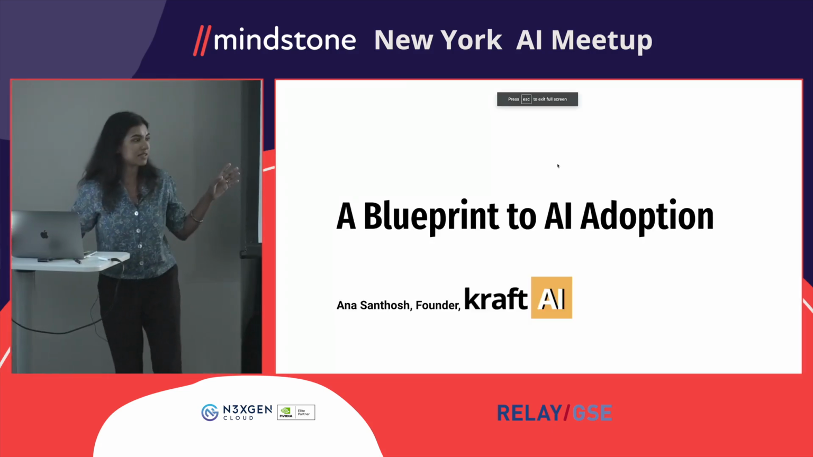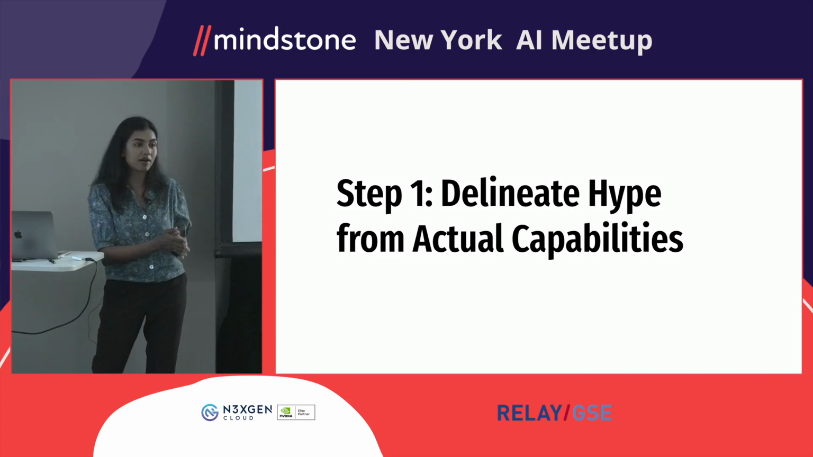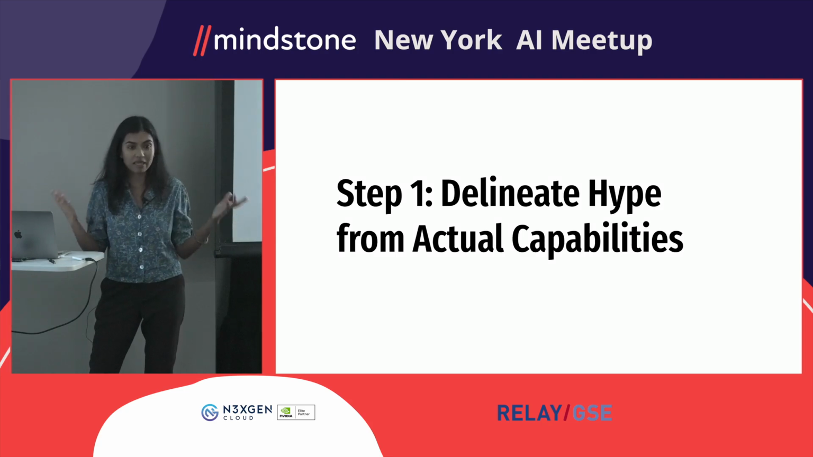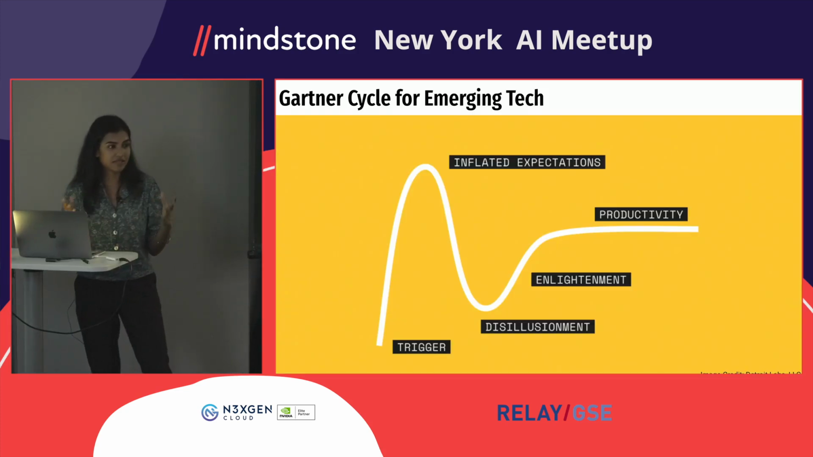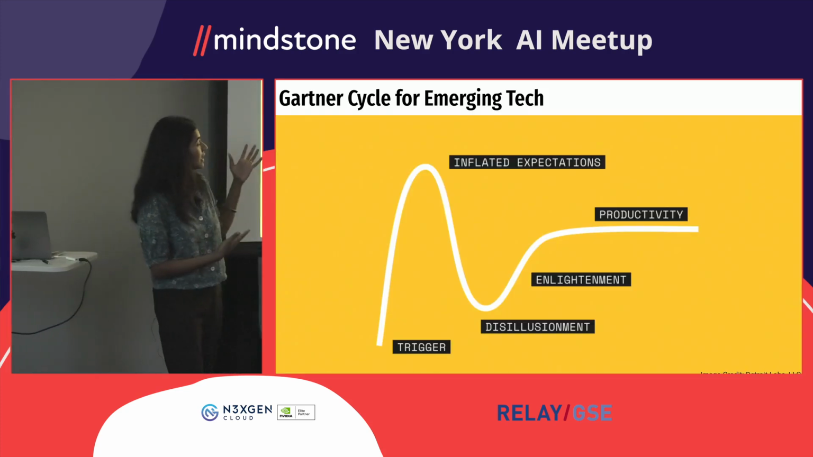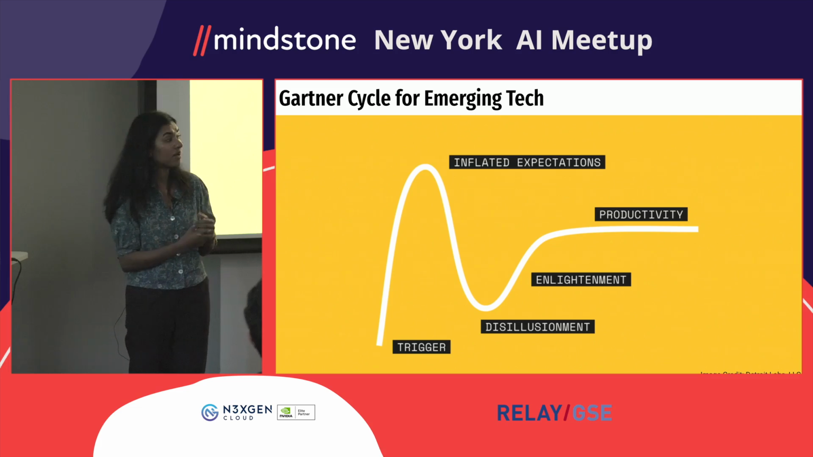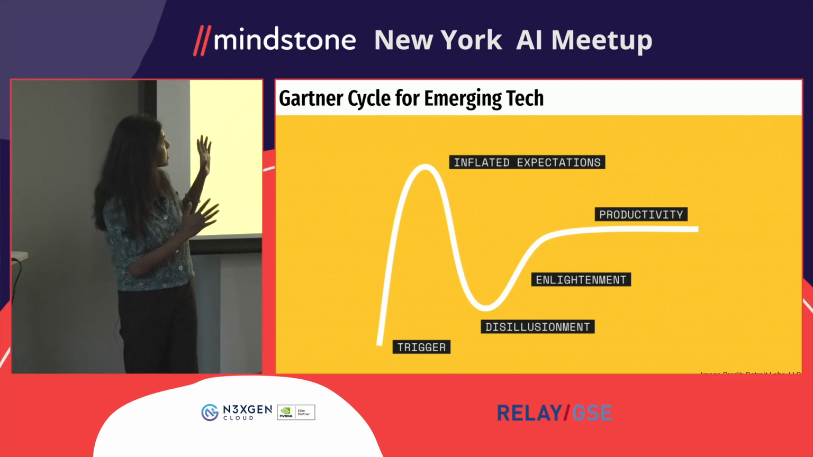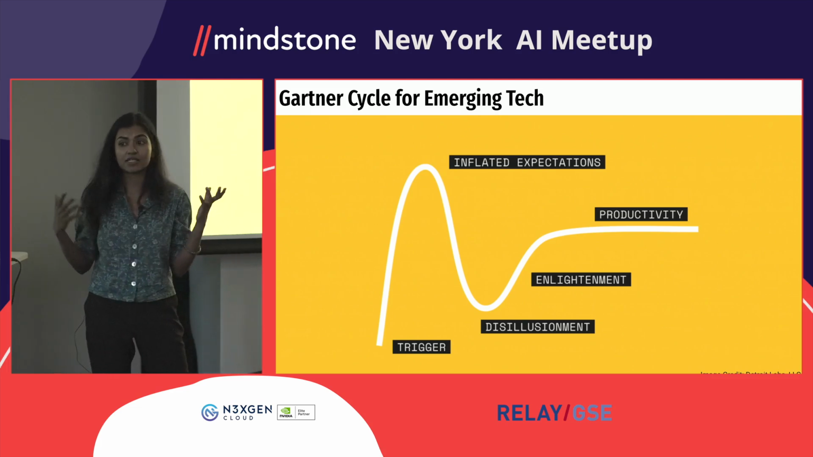So as I mentioned, it's a step-by-step approach. Diving straight into step one is to delineate the hype from the actual capabilities. For that, we need to understand the hype cycle. And what you're seeing here is a graphical representation of the life cycle stages of a technology, any technology. And this particular representation or formula was put forward in 1995.